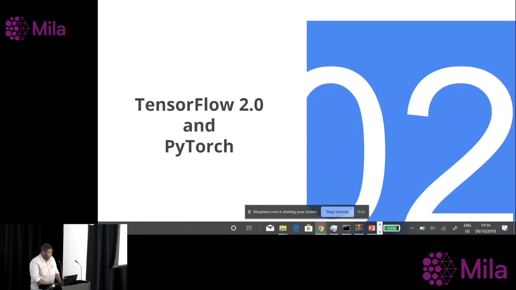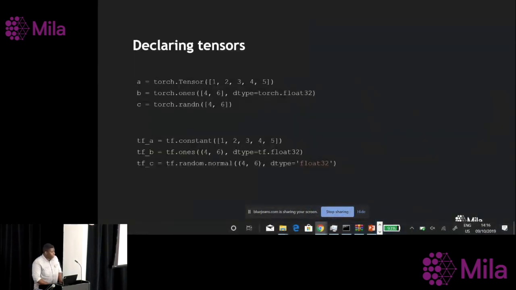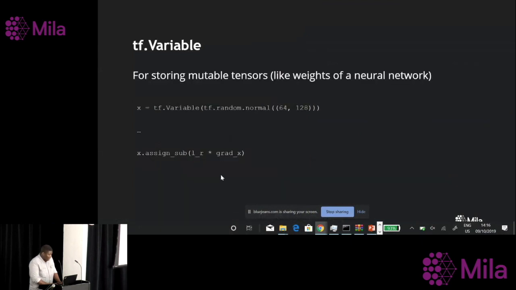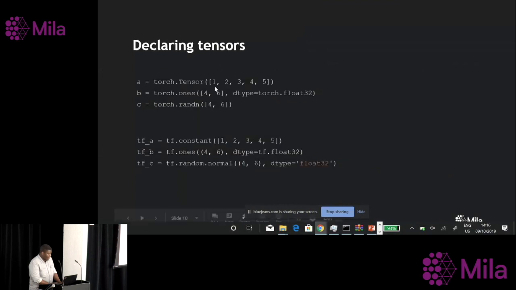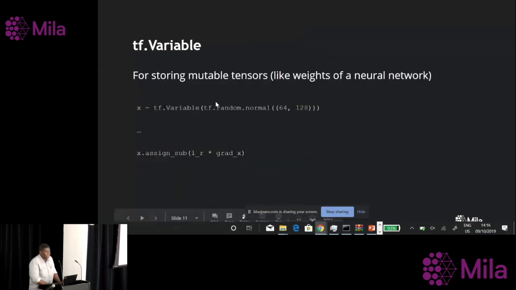So it's now the time to draw some parallels between TensorFlow 2.0 and PyTorch. So that's how you declare tensors with PyTorch, and that's how you would do it with TensorFlow. So these are the basics. And so those tensors are constants. So the way you will want to declare a mutable tensor, like the weights of a neural network, for instance, will be by using tf.Variable.